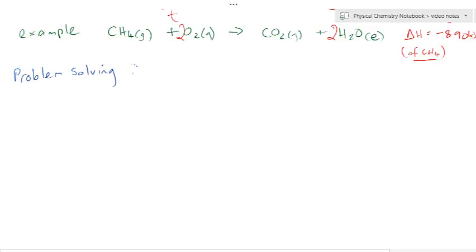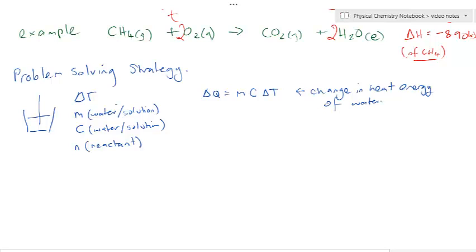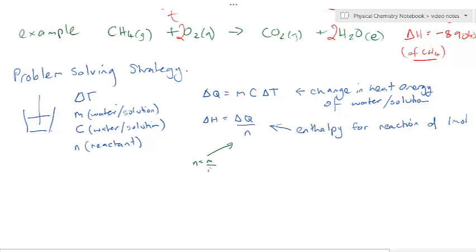To solve an enthalpy of reaction problem, you need to define your variables. You'll generally have a change in temperature, a certain mass of water or solution, and the heat capacity of water or the solution. You also have a mass or number of moles of reactant, which causes the heat to change. Using the formula delta Q is equal to mc delta T, you'll get a change in heat energy for the water or solution. You then include the number of moles of reactant and the enthalpy for the reaction. To find the number of moles, we sometimes have to use n is equal to m over M, so mass over molecular mass.